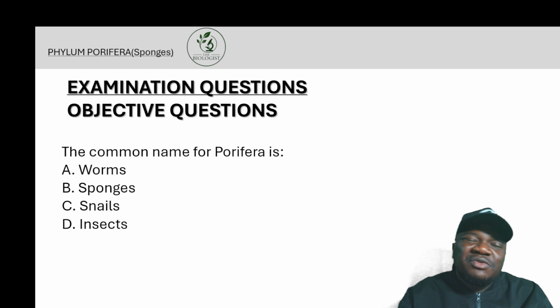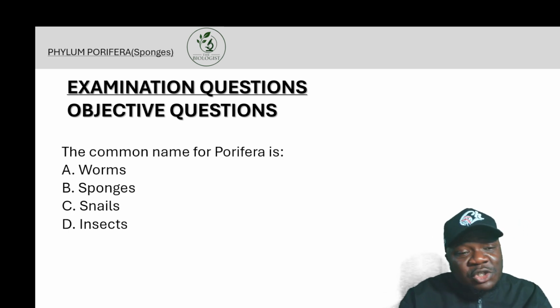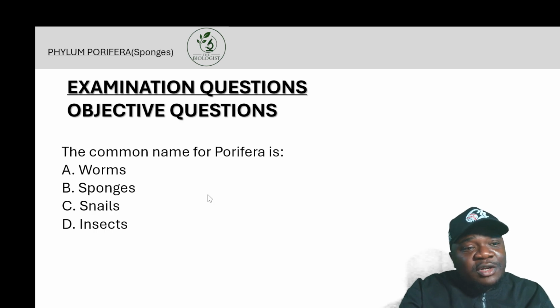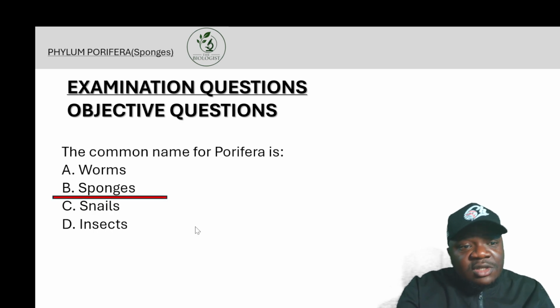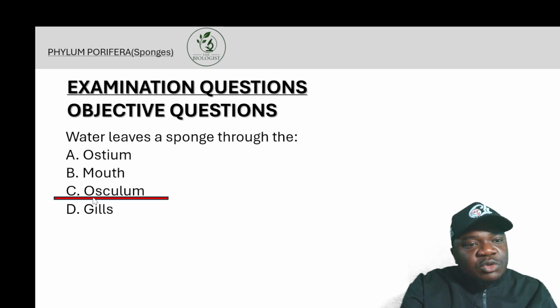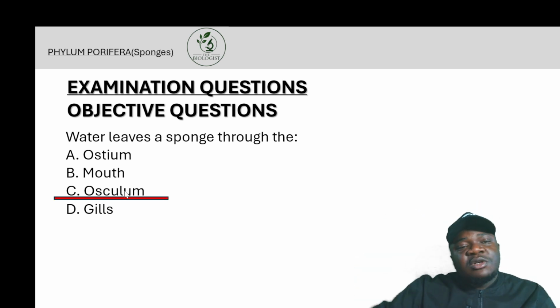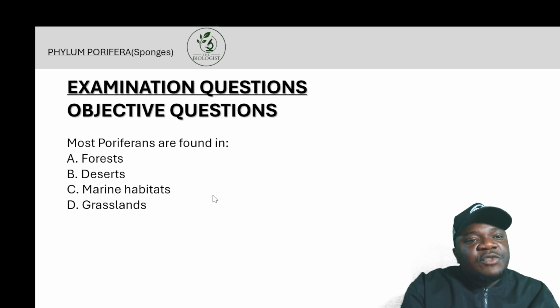Now we'll just go through some few questions. Some questions that you can actually come across, maybe when you're writing your examination. The common name for porifera, which is very important for you to know, is sponges. So don't forget about these sponges. And water leaves a sponge through what? Which part of it? Is it through the gills? Is it through the mouth? Is it through the ostium? Or is it the osculum, which helps for exit of water away from the sponge.